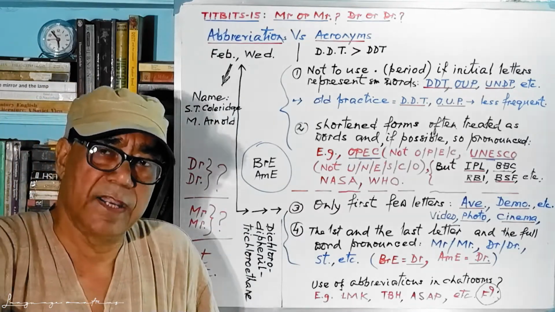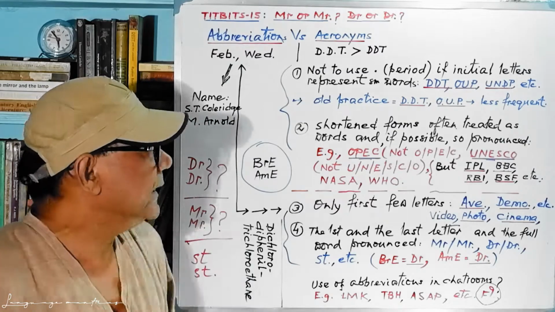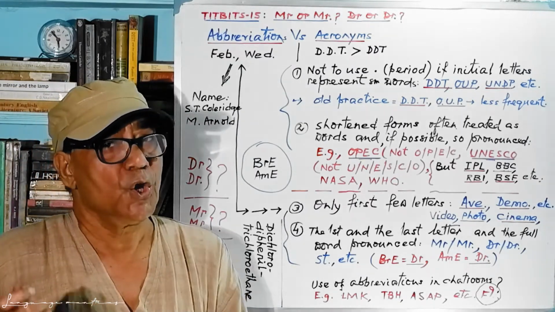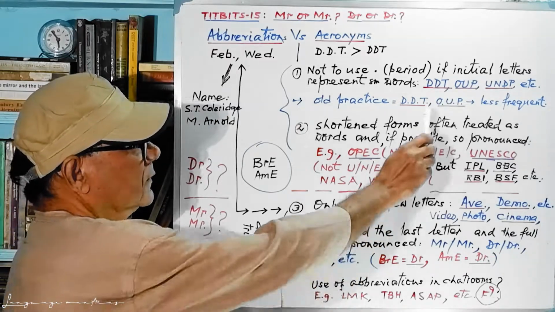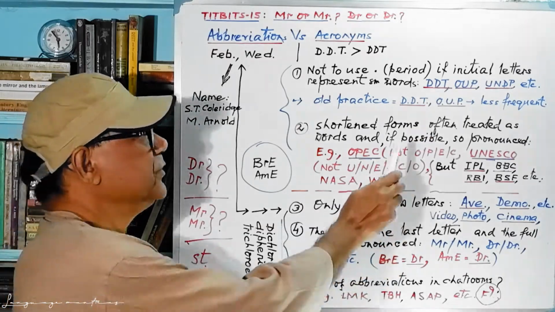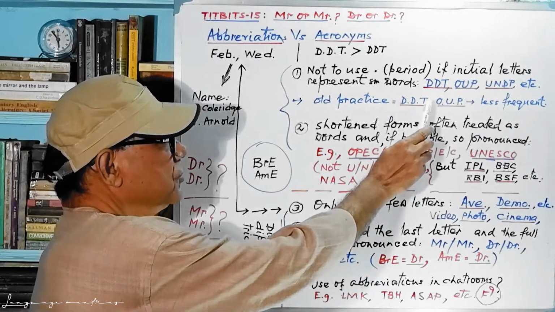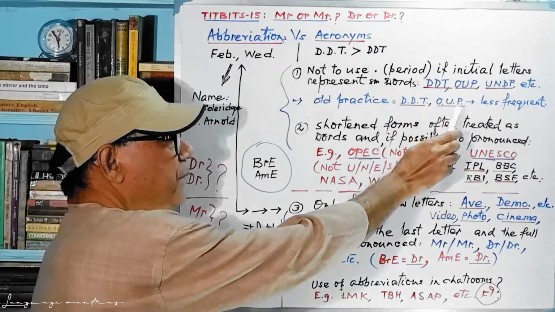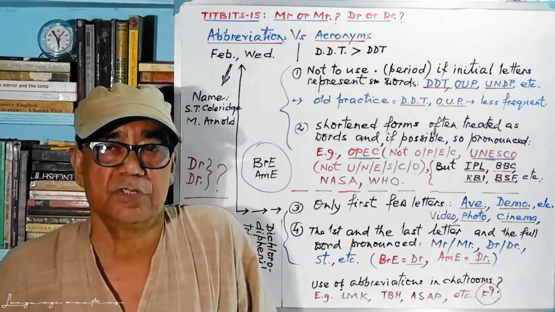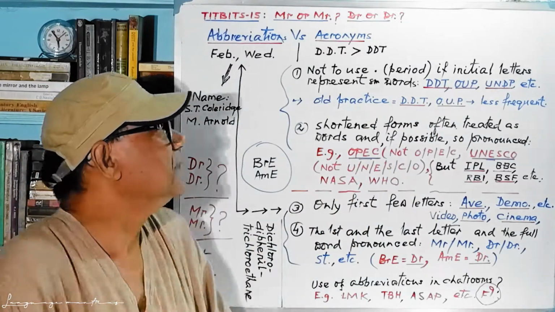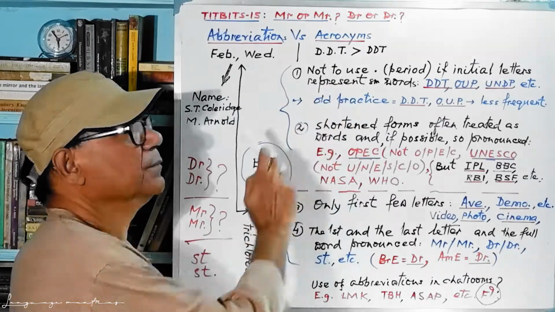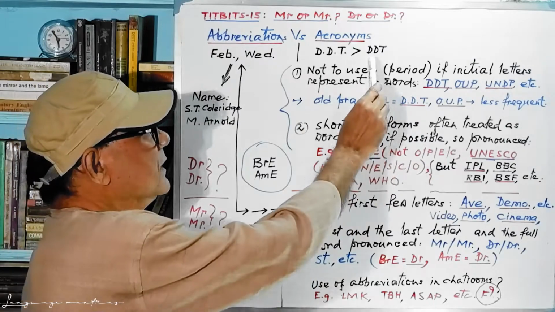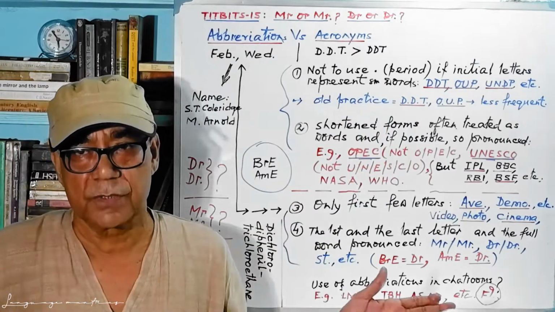And you know hundreds of acronyms. There is a common tendency nowadays not to use the dot mark. The old pattern is D dot, D dot, T dot, then O.U.P., O dot, U dot, P dot. When I was a school student, I learned this pattern, D.D.T. means D dot, D dot, T dot. But nowadays, D.D.T. without dots.